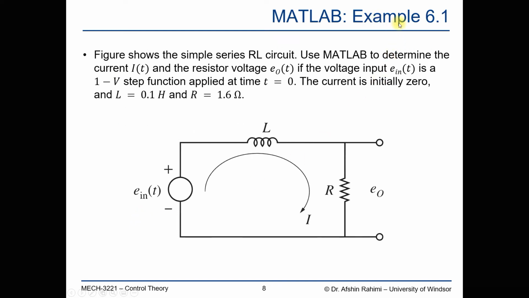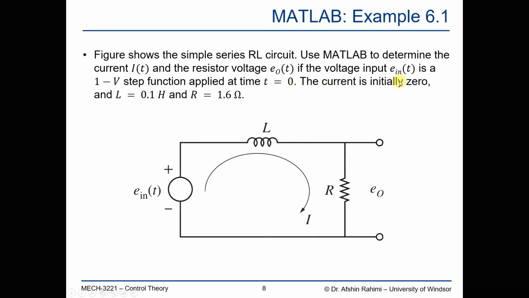We're going to look at example 6.1. This figure shows the simple series RL, which is a resistance-inductance circuit. Use MATLAB to determine the current i(t) and the resistor voltage e_o if the input voltage e_in(t) is a 1 volt step function applied at time t = 0. So we have a 1 volt step function as input applied at time 0.